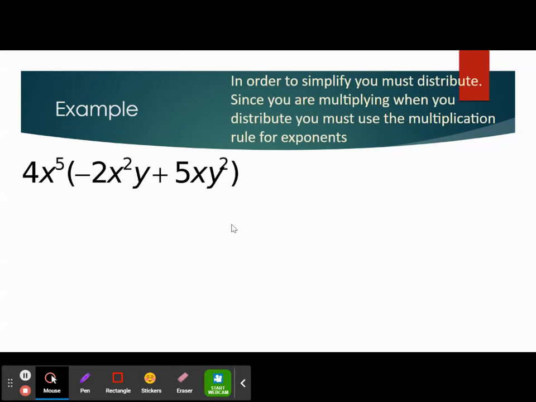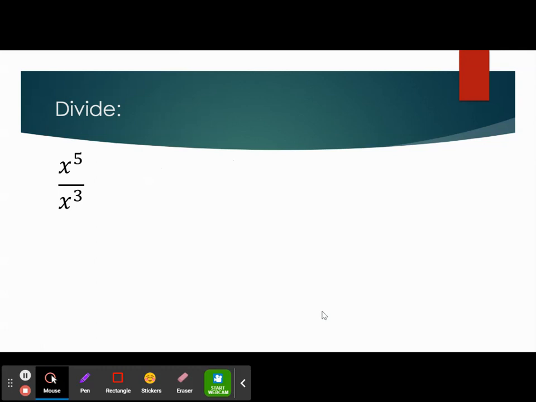Okay, it says, in order to simplify, you must distribute. Since you are multiplying when you distribute, you must use the multiplication rule for exponents. Okay, write this problem down. You see where it says divide? I need you to write x to the 5th divided by x to the 3rd.